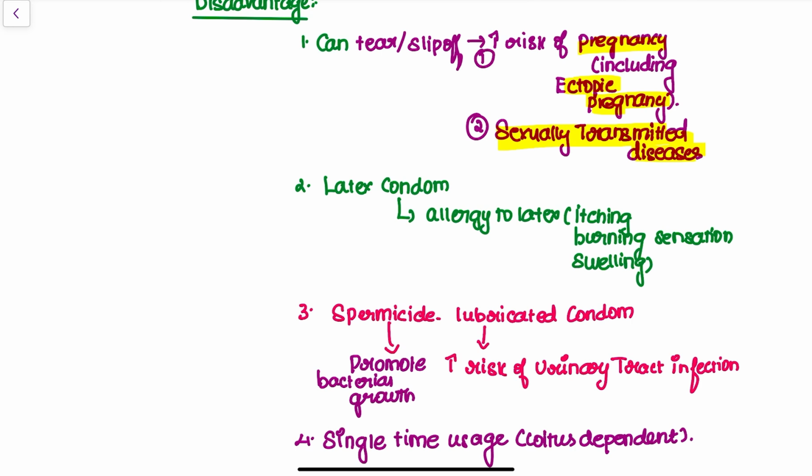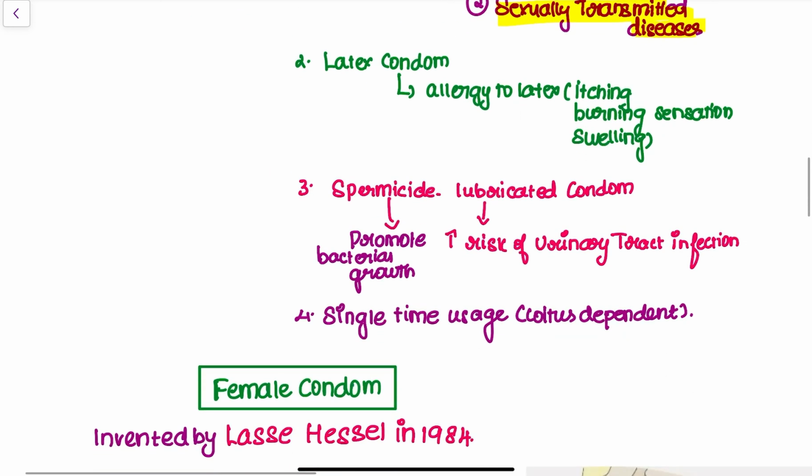And the second most important point is that I told you in the starting itself that the latex condom was the first condom which was developed for males, right? But due to the disadvantage that oil-based lubricants cannot be used with the latex condom, it was later replaced by polyurethane condoms. But in case you use a latex condom, certain people are just allergic to latex. So because of this allergy to latex, they might have some symptoms like swelling of the penis, burning sensation, itching, anything could be present. So allergy to latex can also be a disadvantage with respect to the latex male condom.